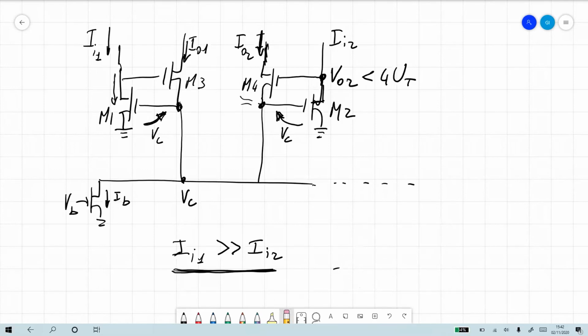Sorry, one question. Why IO2 equals I0 and not equals 0?